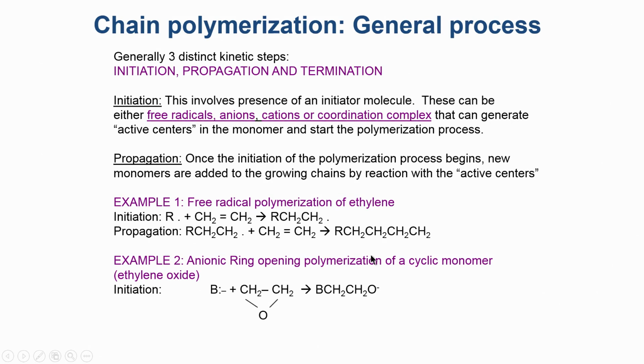So, chain polymerization, some general process. Generally there are 3 distinct kinetic steps. We already talked about initiation, where you have an initiator molecule reacting with a monomer. This generally results in generation of some free radicals or anions, cations, or some other kind of complexes, which are essentially the active center. These are the reactive sites that are going to go find another monomer and react with it. So, this is the initial phase. If you want to start a chain polymerization, you will have to add a certain concentration of initiator to it, so that these initiation reactions can occur.